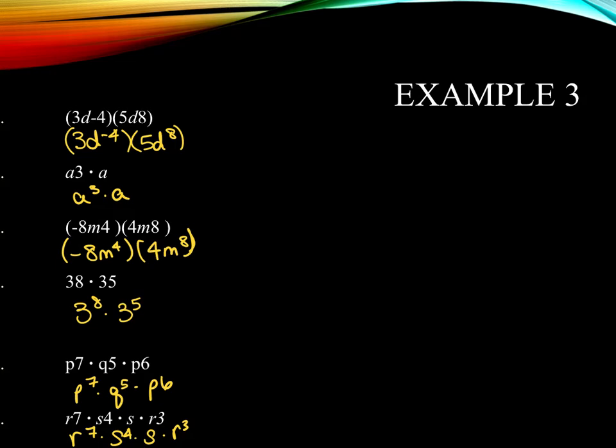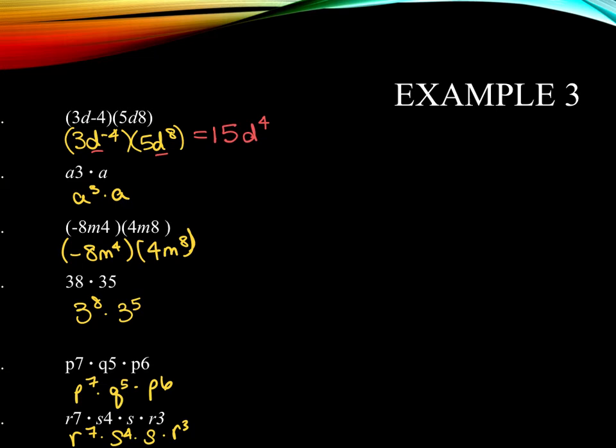And I do apologize on example 3 here. Not everything came through like it was supposed to, so I just went through and I rewrote all the problems in yellow. So for example 3, I have 3 times 5 is going to give me 15. I'm multiplying d to the negative fourth times d. So this gives me d to the negative 4 plus 8. So negative 4 plus 8 is 4, so that leaves me with 15d to the fourth.